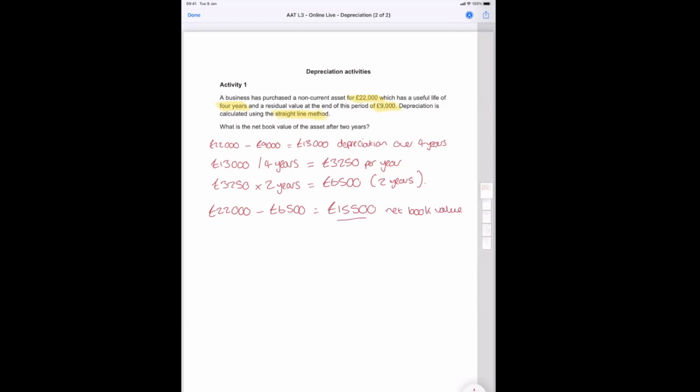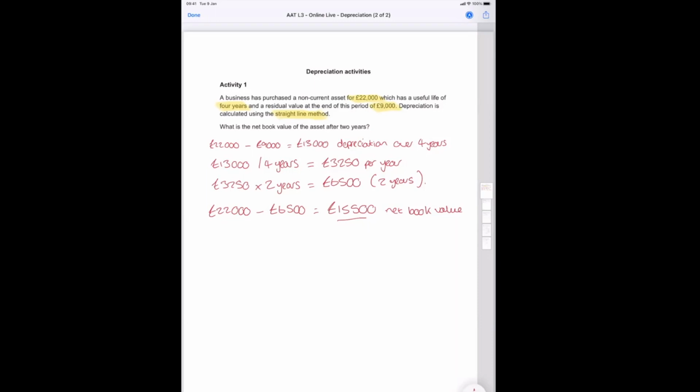Okay, when we're looking at these types of questions, it's all about picking out the key details. Net book value means looking at what the asset is worth at any particular point in time, and it's always going to be the difference between how much we paid for the asset against how much depreciation has been charged against it. Okay, so that's how we work out depreciation using the straight line method.